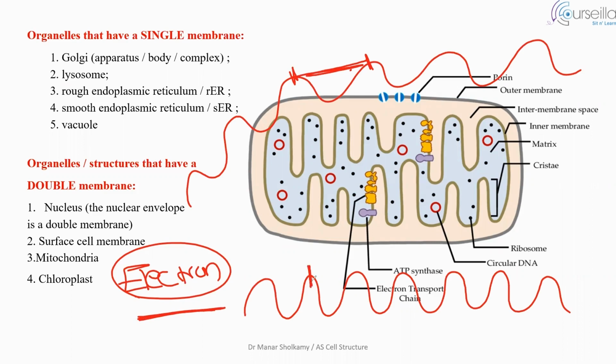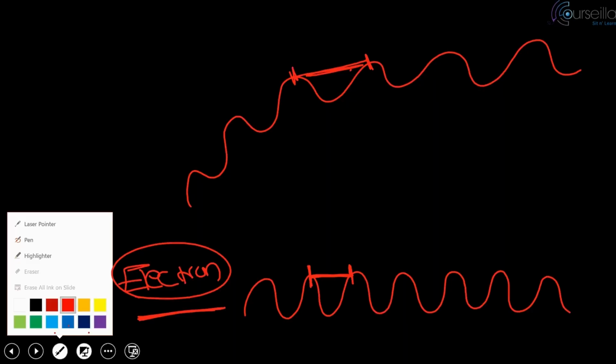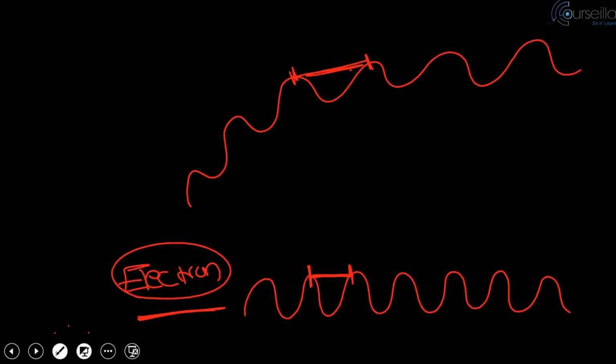Now, the wavelength of the electron beams, is it a short wavelength or a long wavelength? High frequency or low frequency? Talk to me about the wavelength of the electron beams in the electron microscope. The electron beams have shorter wavelengths, so higher frequency. Very good.